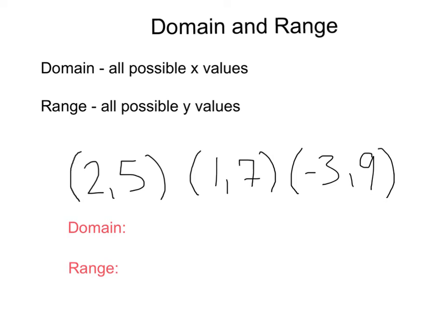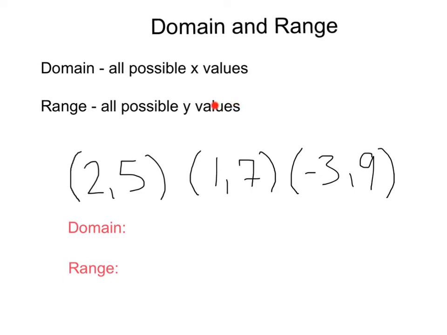Let's take a look at the concepts of domain and range. Now, domain basically represents all possible x values, while range represents all possible y values. Some people remember this based on alphabetical order because D comes before R and X comes before Y. Those two go together. Domain, x values, range, y values.